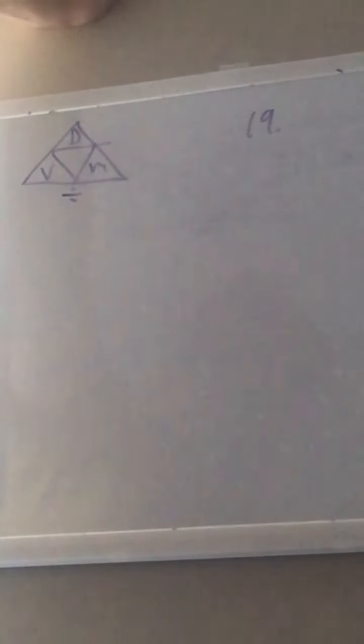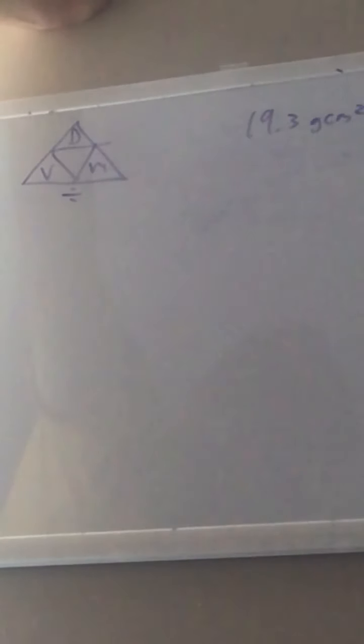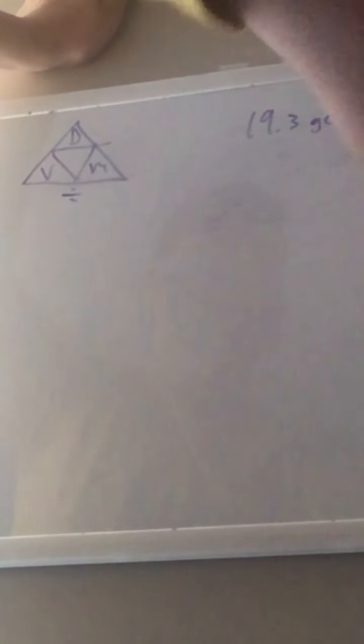Gold has a density of 19.3 grams per centimeter squared. If you have a gold bar with a mass of 44.19, no, just 0.9 centimeters, you want to know the volume, right? Well, here's how it is. Here's where it gets tricky.